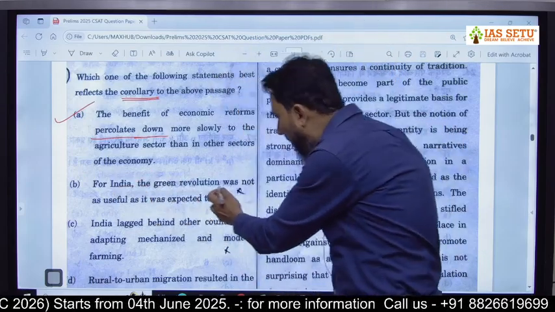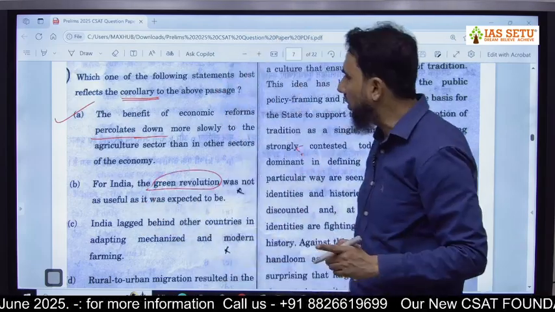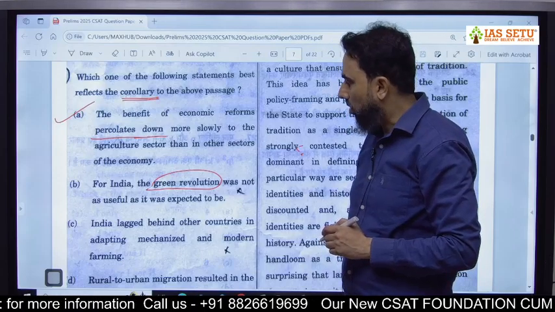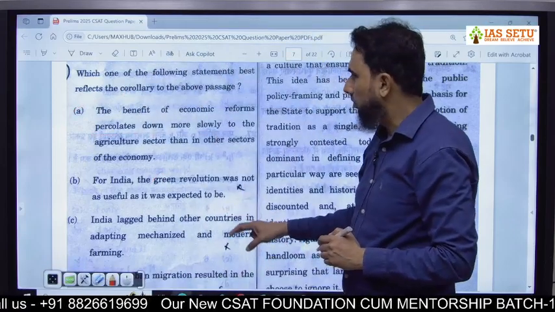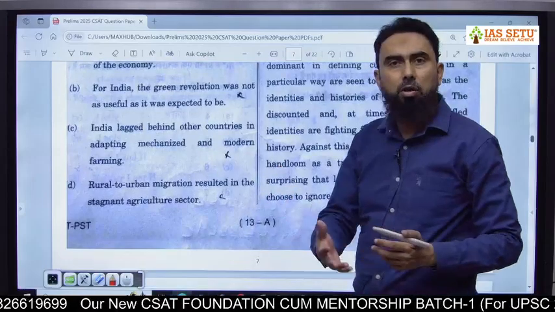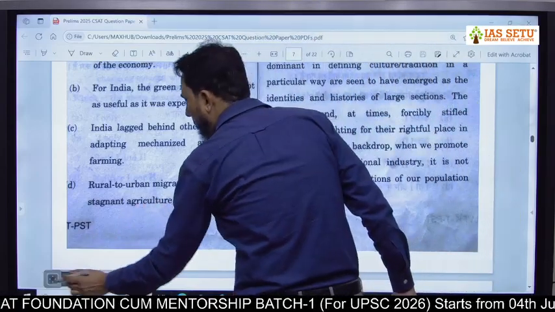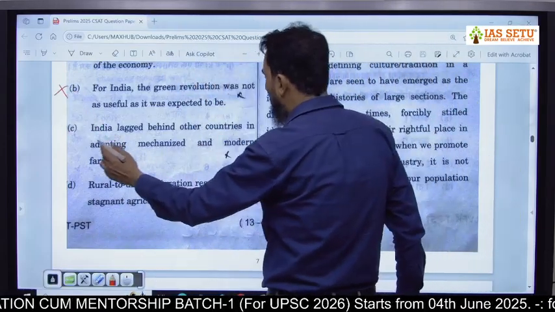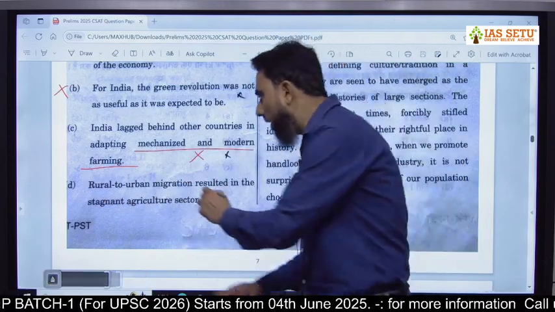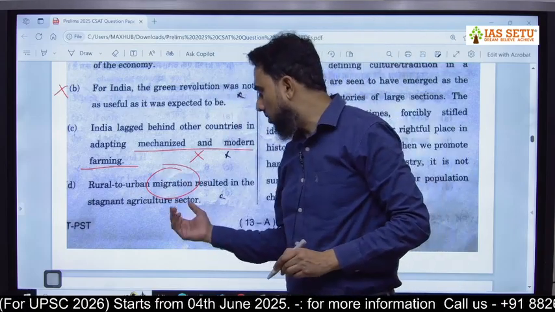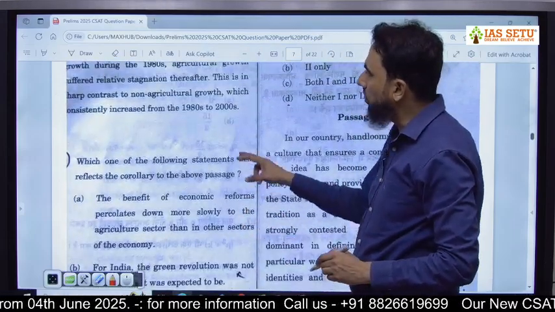Option B, look, for India the green revolution was not as useful as it was expected to be. There is no information about the green revolution given here, right? For B to be the correct corollary, the passage should have centered around the green revolution and its contribution. So B is obviously wavered. India lagged behind other countries in adapting mechanized and modern farming, no such detail is given there. Rural to urban migration resulted in the stagnant agricultural sector, nowhere is it given. So option A is the obvious choice based on the passage.